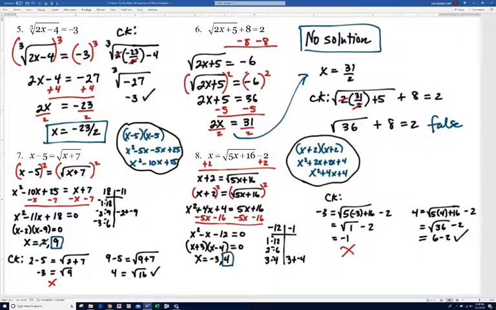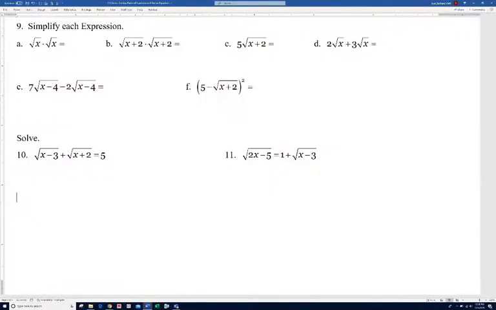So 4 is the only good answer there. We should eliminate the negative 3. All right, let's move on to number 9.